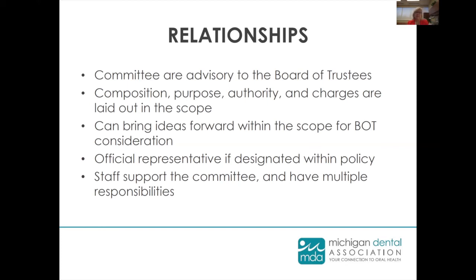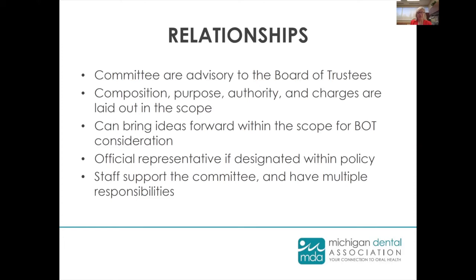It's also possible for you to be an official representative of the MDA if it's designated within policy. So for example, if we were having our annual meeting and we had a reporter there, our president might ask the chair of the committee on annual session to be the spokesperson for that.